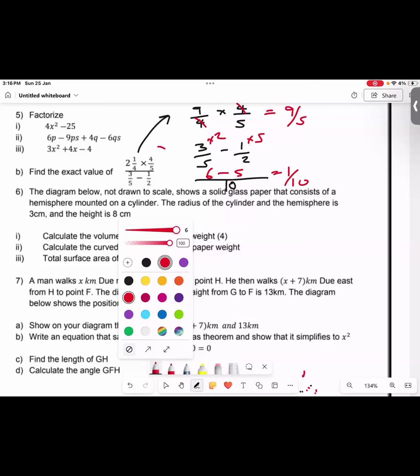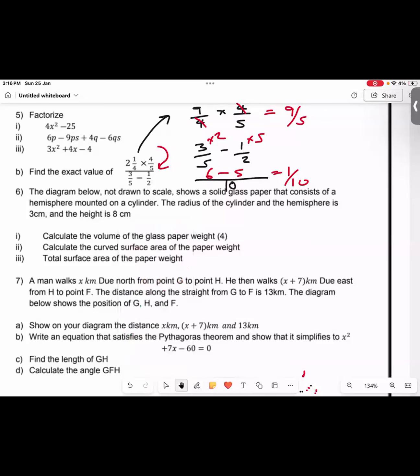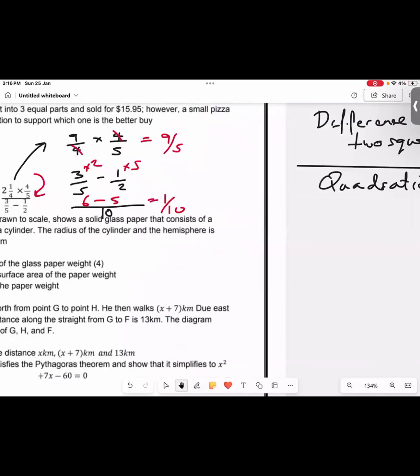Now this bar right here, hopefully remember that means division. So that means you're going to take the answer that we got for the top, which is 9/5, and we're going to divide it by the answer we got for the bottom, which is 1/10. What is the rule for division?